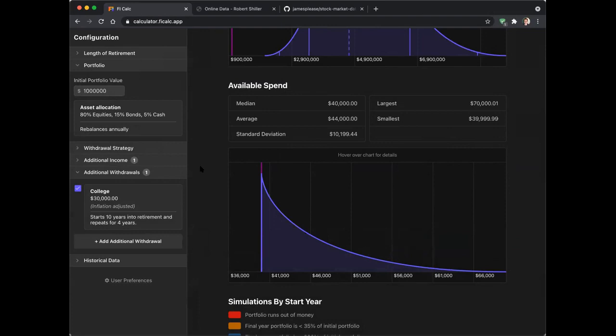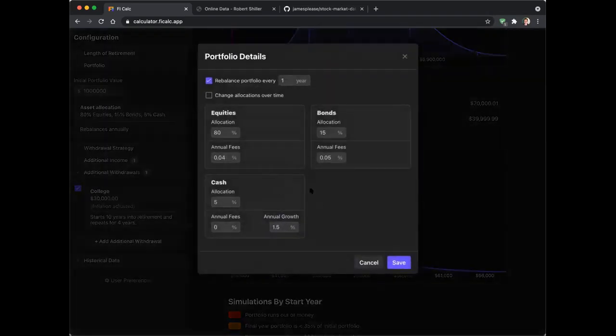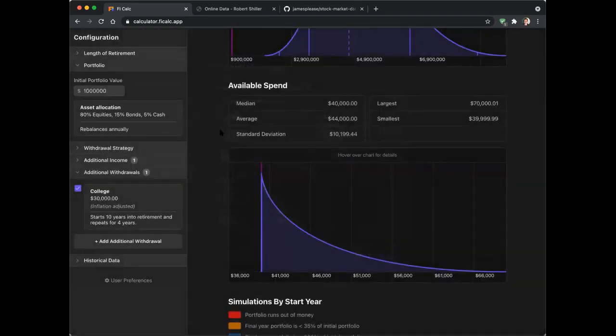So the returns on equity, bonds, and cash are pre-tax returns. The cash withdrawals are after tax. Correct. So taxes are currently not taken into account when it's calculating things like returns and growth and things like that. And that is something that people have asked. And then cash withdrawals are after tax. Do you mean additional withdrawals here, Brad Comp? Yes, correct. That would be after tax.